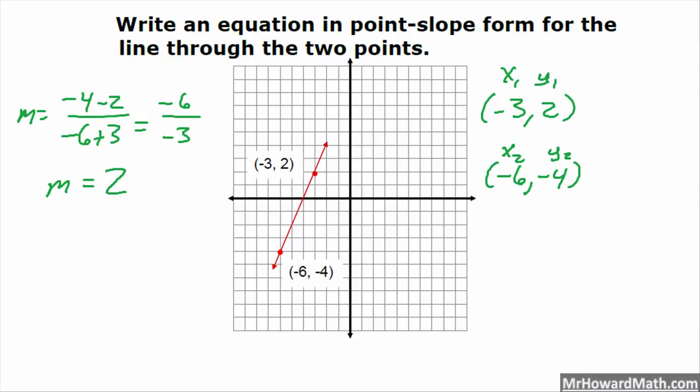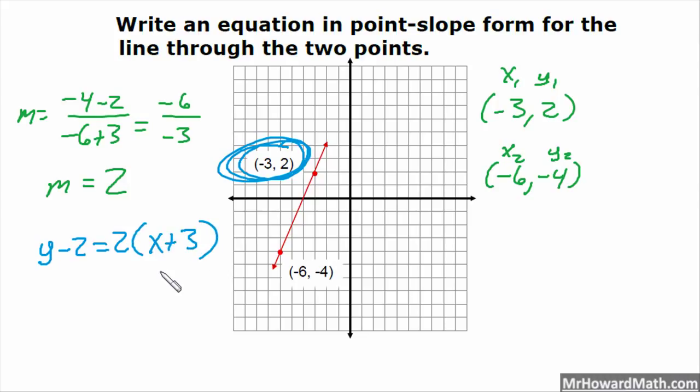So in this case, let's finish this by just writing it once. We'll write using that point. I could choose this one, but we're just going to write it once with that one. So it would be y subtract 2 equals 2 times the quantity x plus 3. And that's it for these examples.